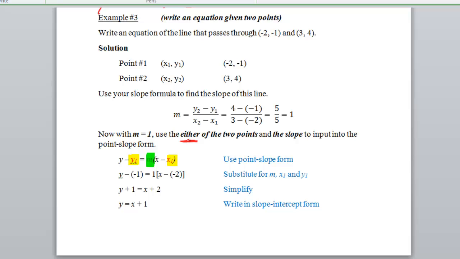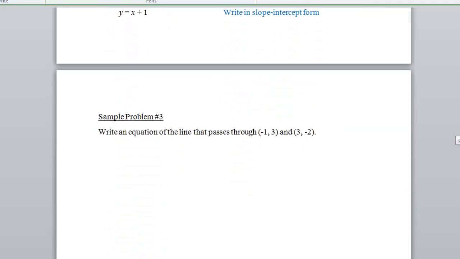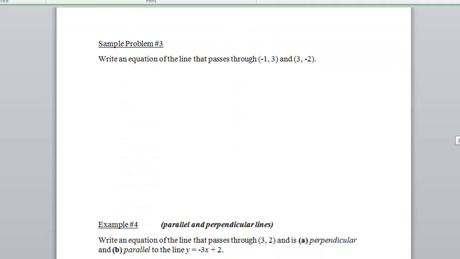So this is not too much more difficult than what we've done previously. It just adds another step, and that step is to find the slope before we plug it into the point slope form. So let's take a look at an example. Sample problem number 3. Just go ahead and pause the video and work that particular problem on your own.